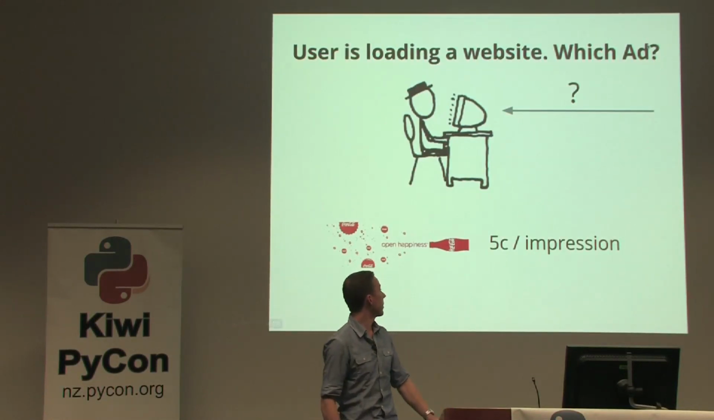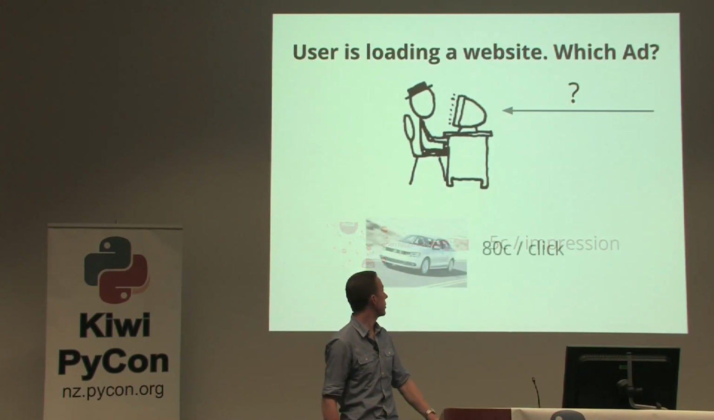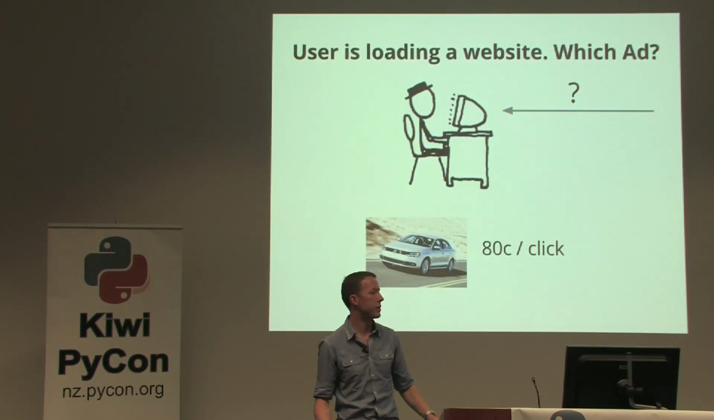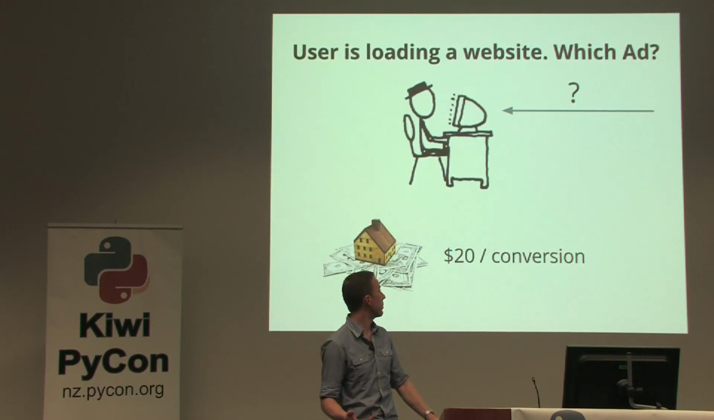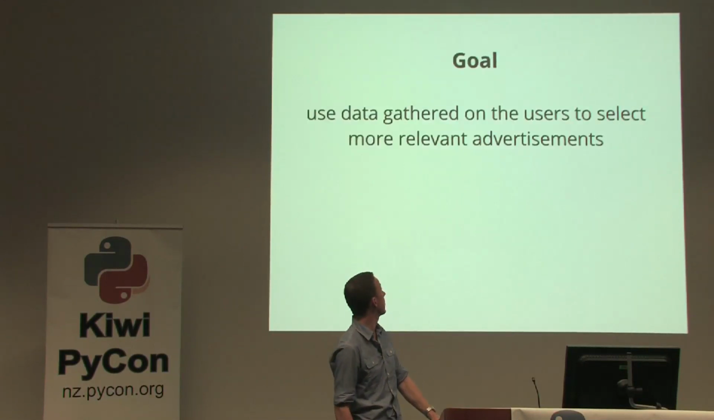We could show them Coca-Cola for a guaranteed 5 cents, or we could show them an ad for a car at 80 cents if they click on the ad. Or we could show them an ad for a mortgage, which pays $20 if they buy the mortgage, but not if they don't. Which one are you going to choose? You've got 100 milliseconds to make this decision.